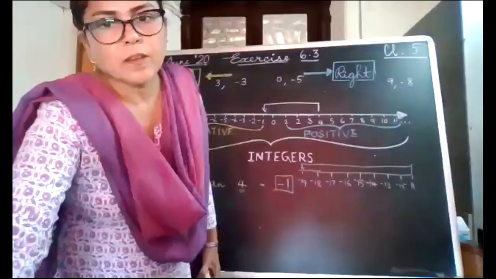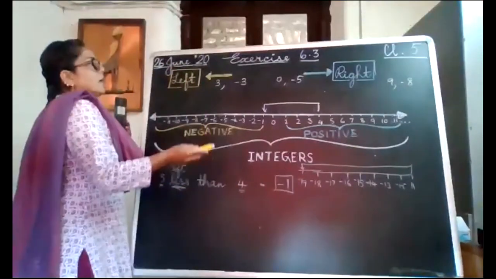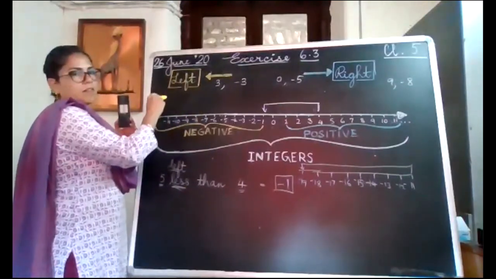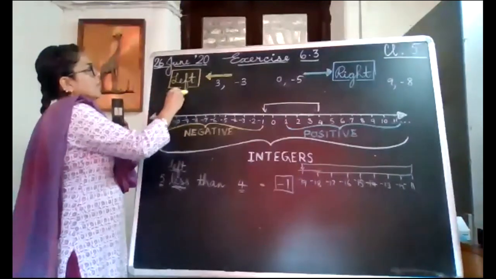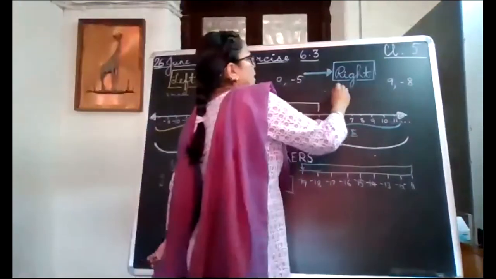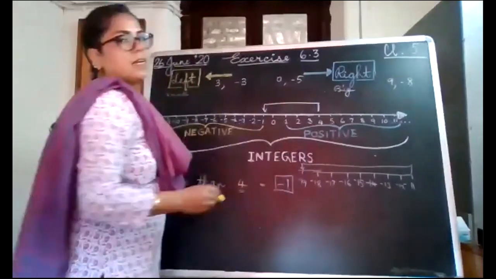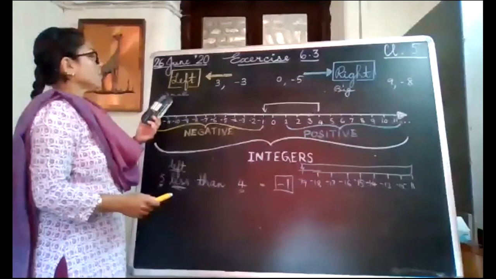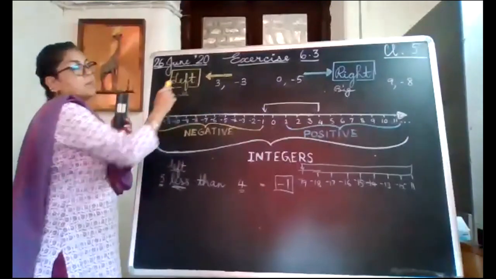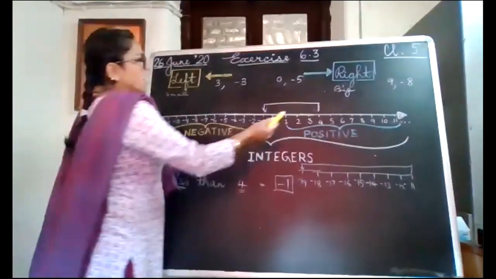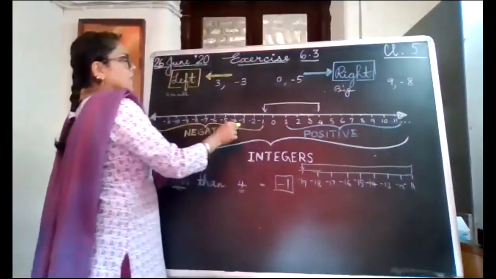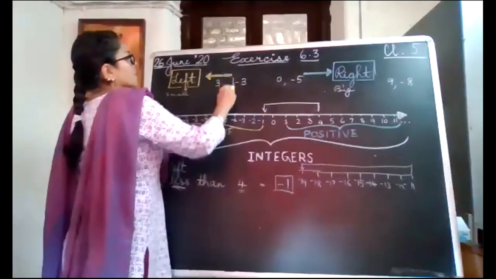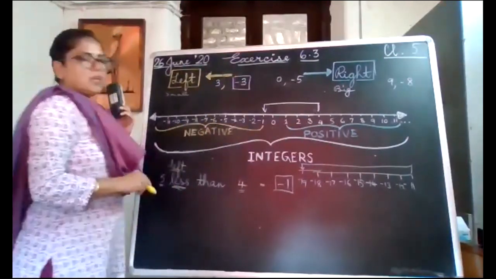If a number has to be smaller, it will be towards the left of the other number. So smaller will be here, and the numbers on the right will always be big. Okay. So 3 and -3. So you want smaller number, means you see in दोनों में से कौन सा number left में है. So 3 is here and minus 3 is here. 3 is here, minus 3 is here. So obviously this is the smaller number because this is to the left.